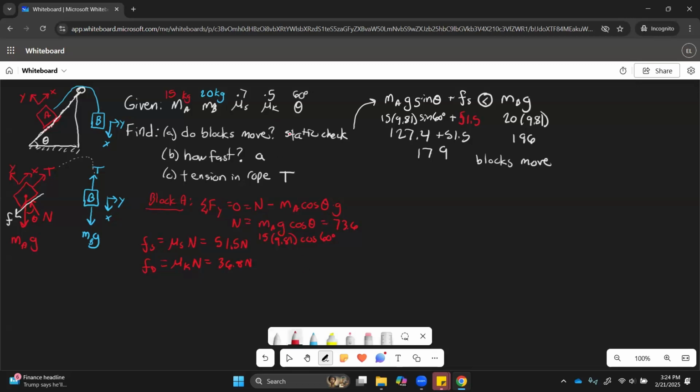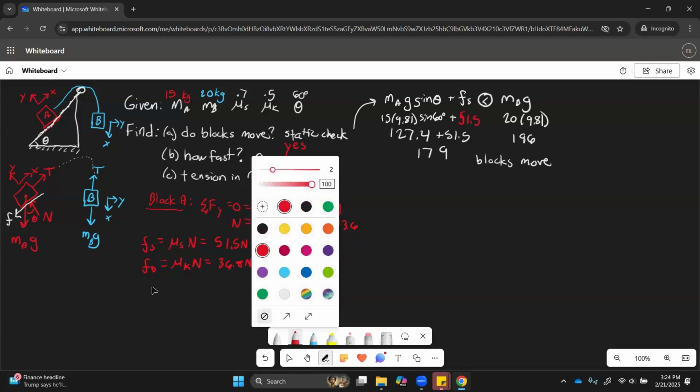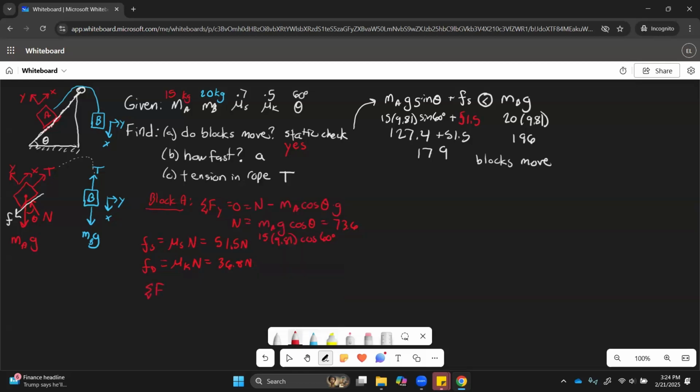So yes, we'll write that here. Yes, the blocks move. So now to find acceleration, we need to go ahead and finish writing the equations in the x direction for the blocks. So we'll have sum of the forces in x for block A is going to equal mass of A times acceleration. And so going up the plane, we have tension. And then going down the plane, we have the friction force, which in this case is dynamic friction. And we have mass of A times G times sine theta.